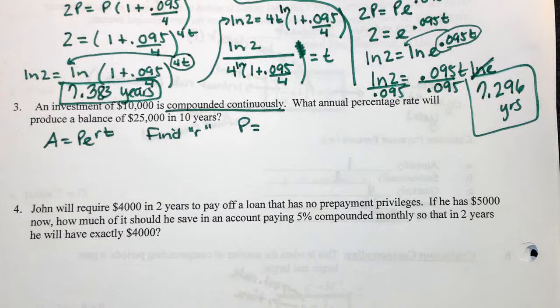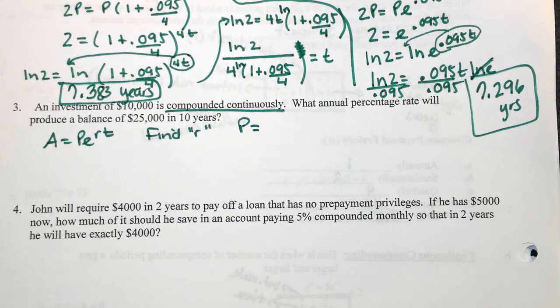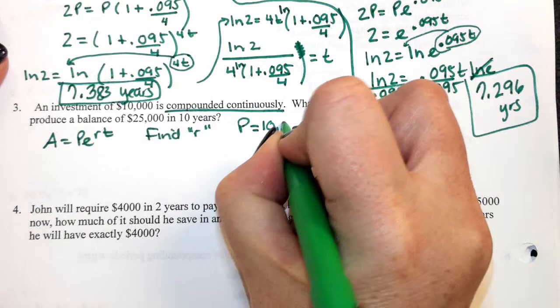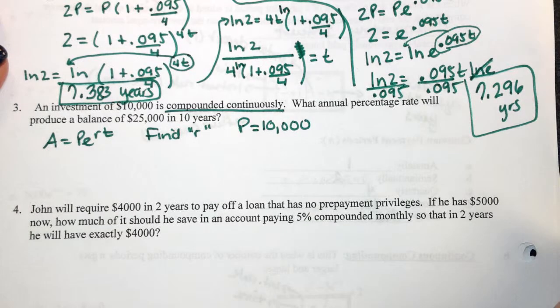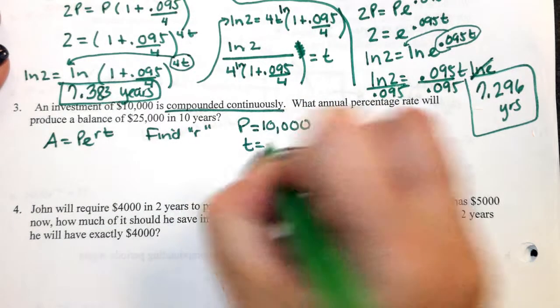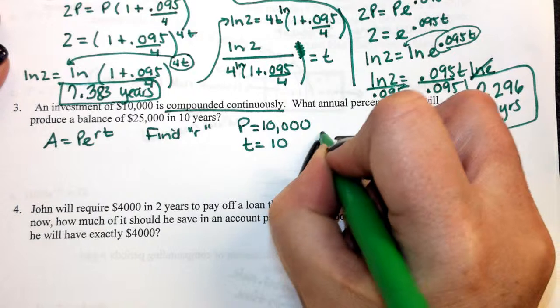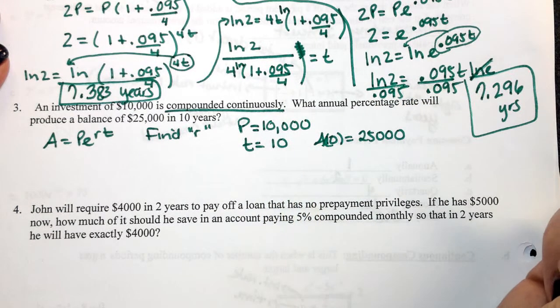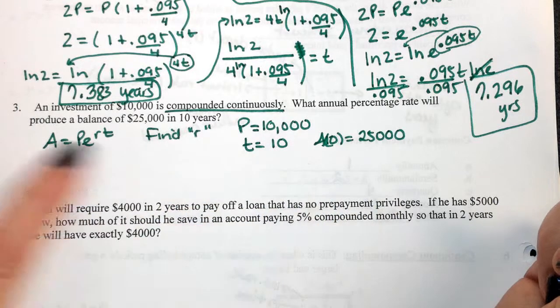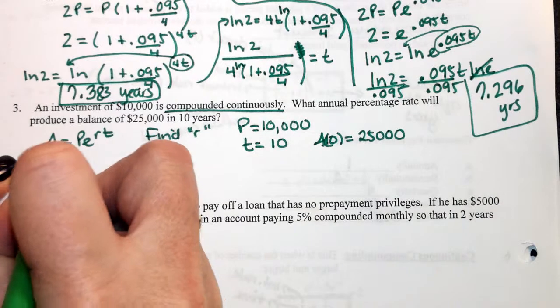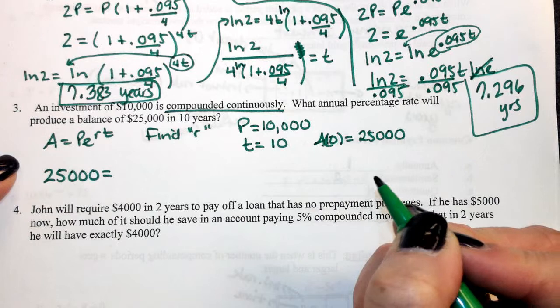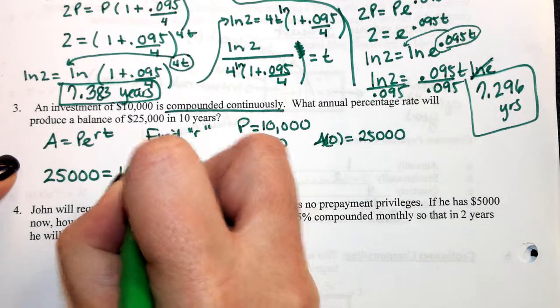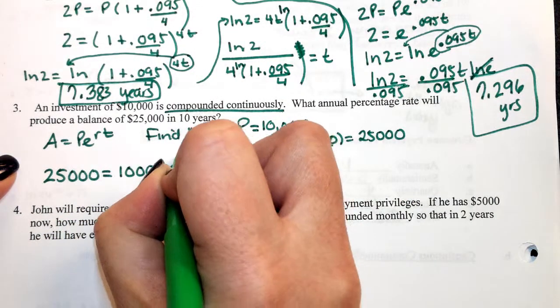What is my initial investment? What is my P value going to be? 10,000. What's my t value going to be? 10. And then A of 10 is equal to $25,000. So I'm going to take this formula and set it equal to $25,000. Equals 10,000 times e raised to the 10r.